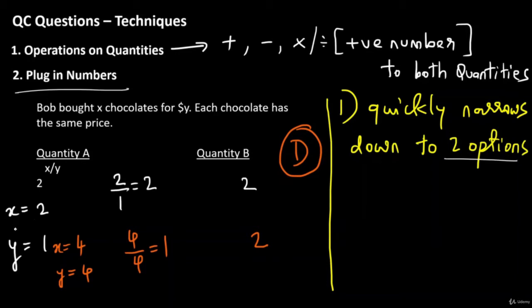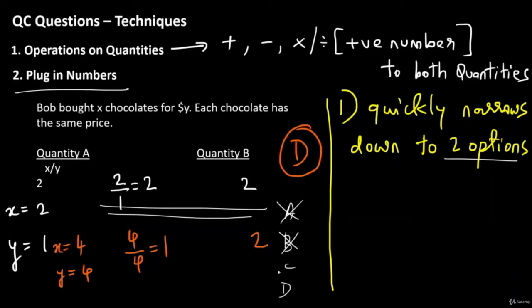Now we substituted over here X is equal to 2 and Y is equal to 1, and we got that A is equal to B, right? We got the two quantities as equal. Now we have four options: A, B, C and D. So option A is straightly out, right? Because they are equal over here. Similarly, option B is also out. Now we are left with only two options, that is option C and option D. So plugging in numbers quickly narrows down your answer to two options.